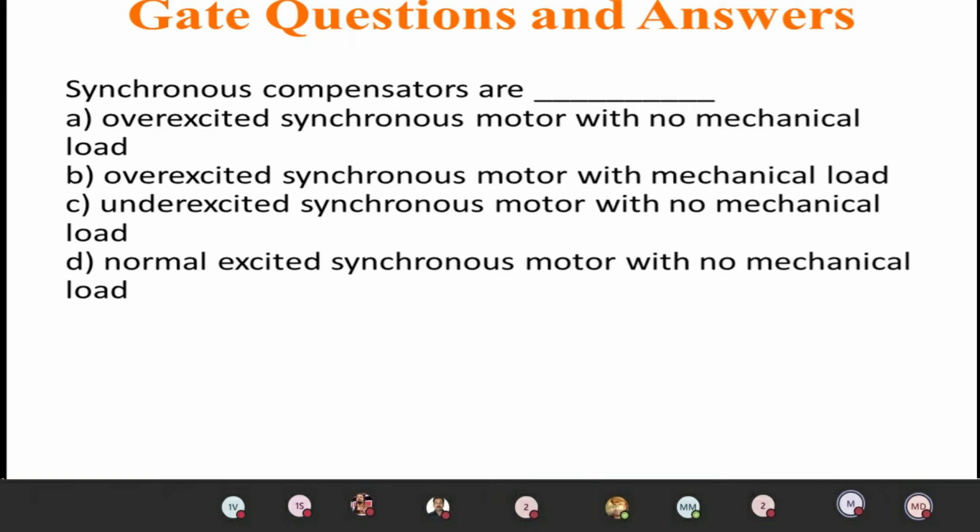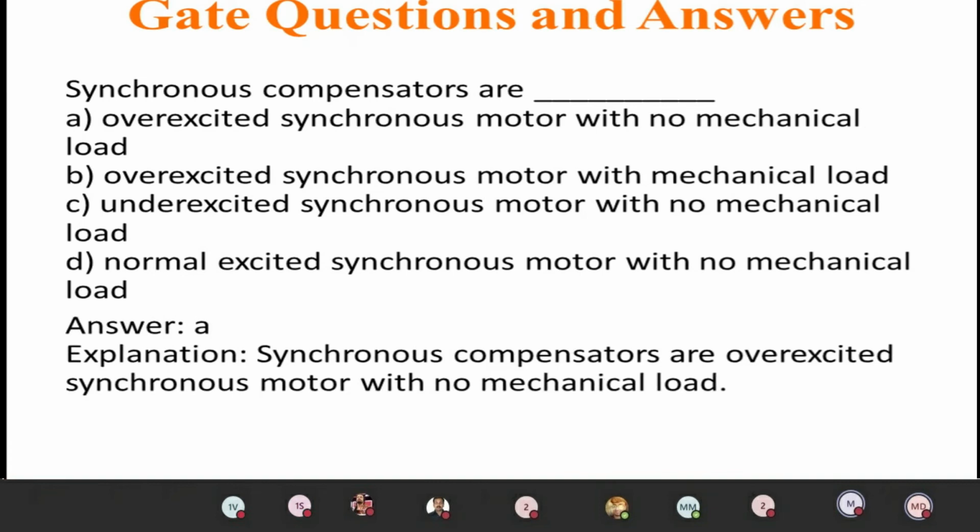Overexcited without mechanical load, overexcited with mechanical load. While we are connecting the mechanical load, it also absorbs some magnetizing current, so the power factor will be reduced. But without mechanical load, the machine acts like a pure condenser with overexcitation. So the answer is a synchronous compensator, or overexcited synchronous motor with no mechanical load.